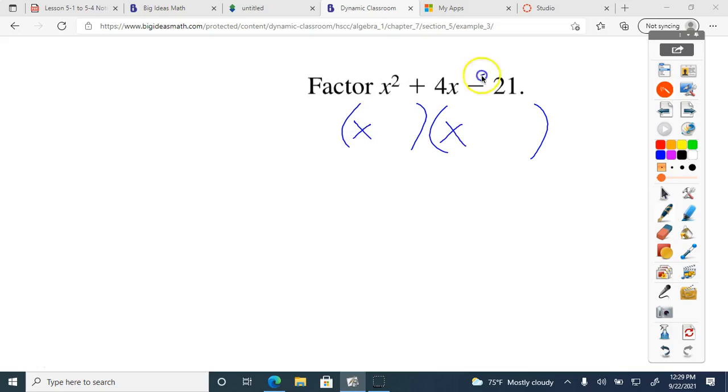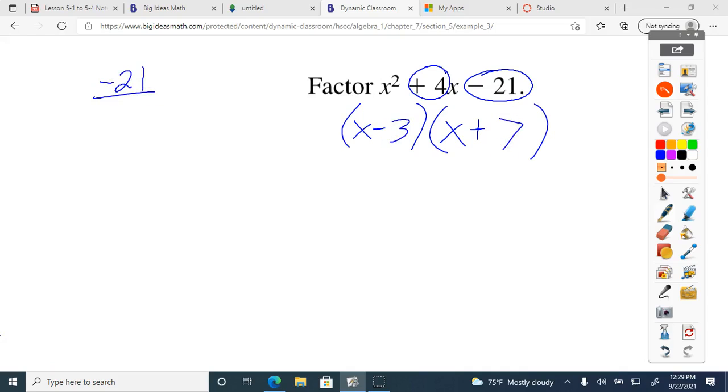How do you multiply and get a negative number? One positive, one negative. One has to be positive, one has to be negative. Okay? The bigger number, since we have to add up to be positive 4, is going to have to be positive. Does that make sense? So, negative 21. It is negative 3 and 7.